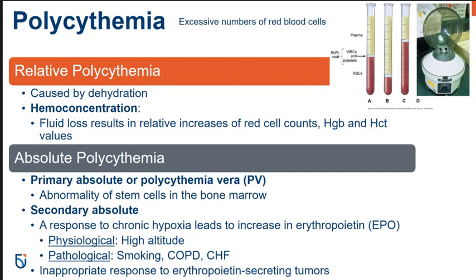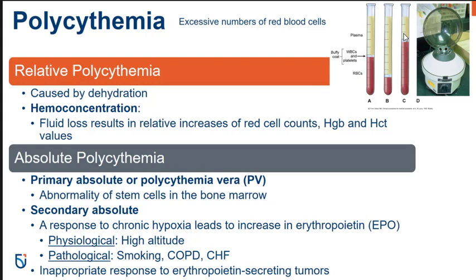This is an excessive number of red blood cells, and it exists in two main forms, which is relative polycythemia and absolute polycythemia. Relative polycythemia is caused by dehydration. So if you are dehydrated, that means you're going to have less plasma, because we know plasma is made of primarily water, over 90% water. So if you're dehydrated, it's going to appear like you have more red blood cells than you should. So it's this relative polycythemia.